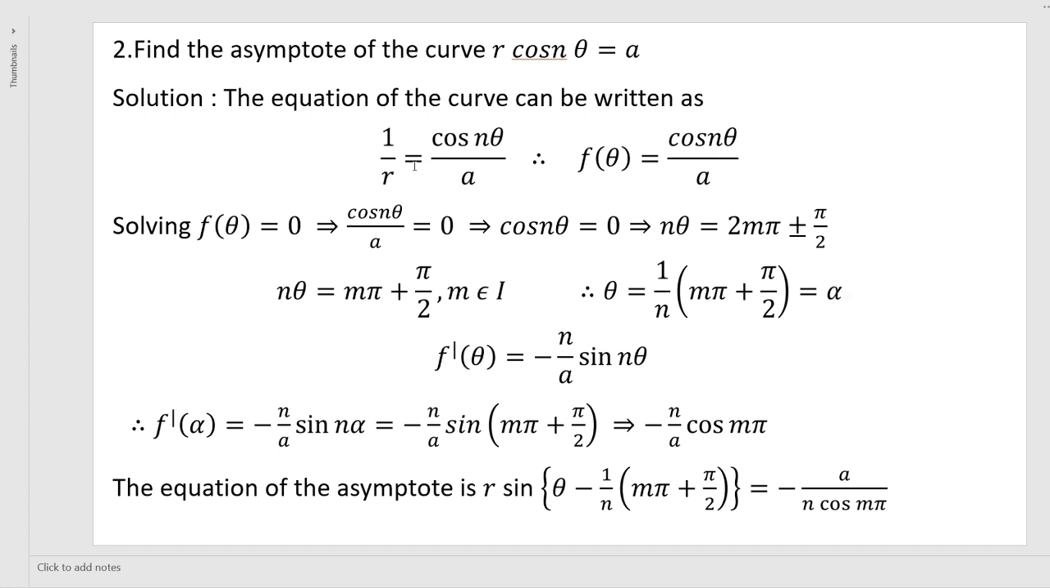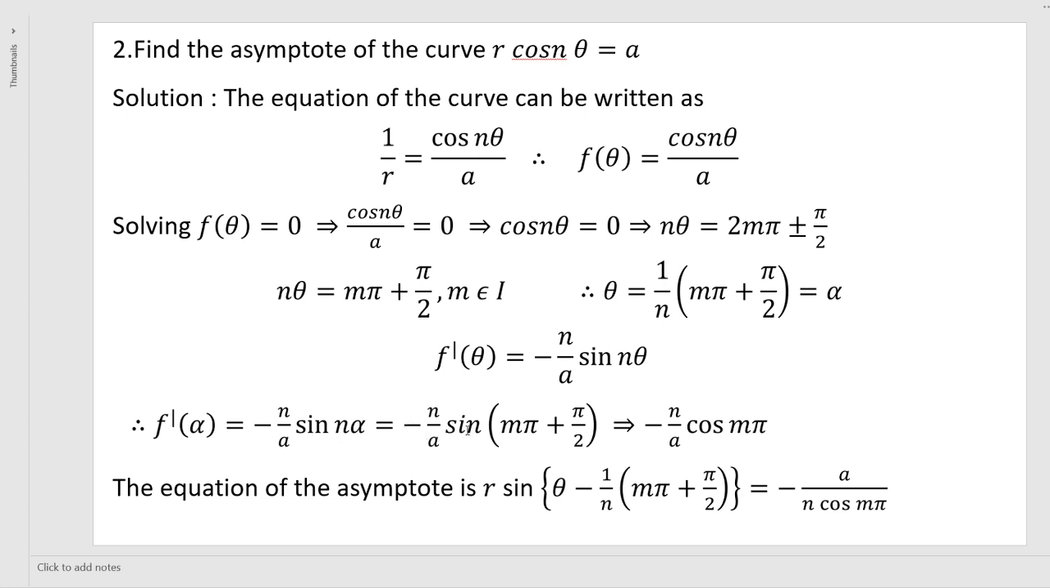So consider f dash of theta. F of theta is this one. F dash of theta is minus sin n theta into n, that is minus n sin n theta divided by a. So then f dash of alpha, where alpha is 1 by n, is equal to minus n by a into sin n alpha. Putting the alpha into this theta, we have this term.